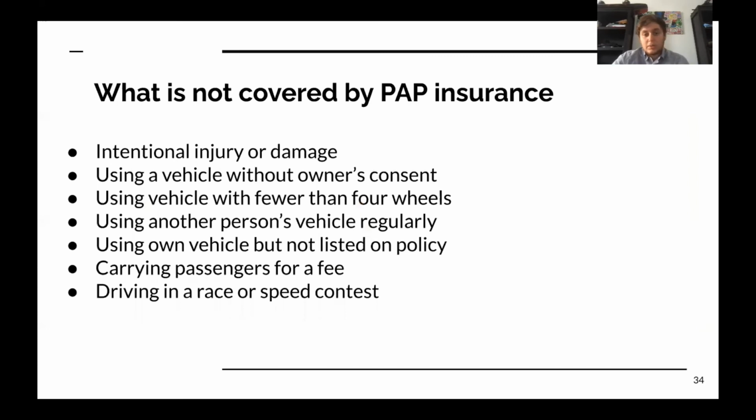What is not covered by PAP insurance? If you intentionally damage your vehicle or injure something, or if you drive a vehicle without the owner's consent. You can lend your car and it will still be covered by your insurance only if you give consent to that driver. Using a vehicle with fewer than four wheels is also not covered. For example, if your tire explodes and you continue driving, it will not be covered by insurance unless it's an accident. Of course, if you do it by accident, it will cover it, but if it's on purpose, it will not cover it.